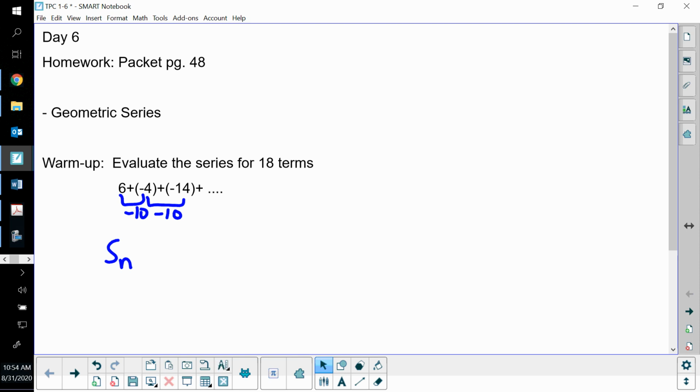So we would use our formula that we have to memorize, our arithmetic series formula that we worked with yesterday. So we're doing the first 18 terms. So we've got 18 over 2. Our first term is 6, plus we need to figure out what our 18th term is.